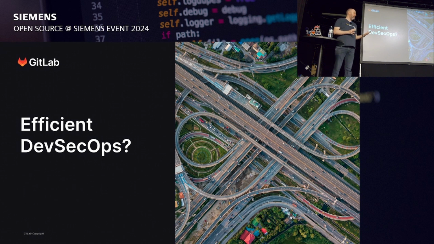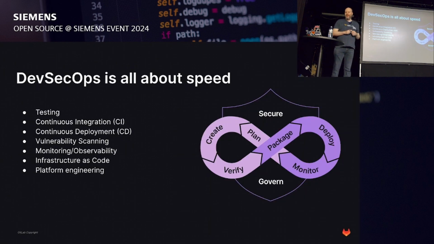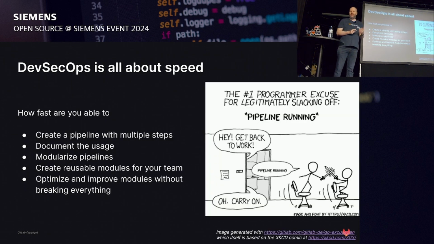I thought of how can I start explaining what CI/CD components are and what efficient DevSecOps workflows are. One of the things that resonates the most is that DevSecOps is all about speed. We do a lot of things with it: testing, continuous integration, continuous delivery or deployment, vulnerability scanning, observability, infrastructure as code, and most recently, platform engineering. So a lot of things to consider.